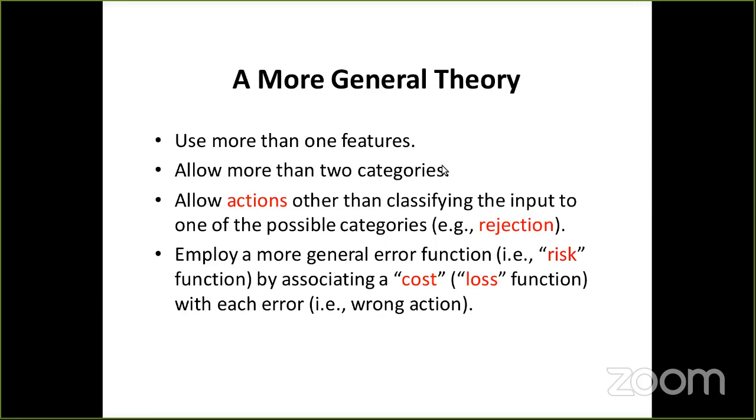All right, so this was one case, but we can come up with a more generic setup in which we can use more than one feature, or we can allow more than two categories, and we can allow something called action, which is not just classification. We can do something like rejection, and then we define something called a risk, which is basically some kind of cost. So previously we were just considering the risk to be the classification error, but we can have different notions of risk, as we will see in the coming slides.